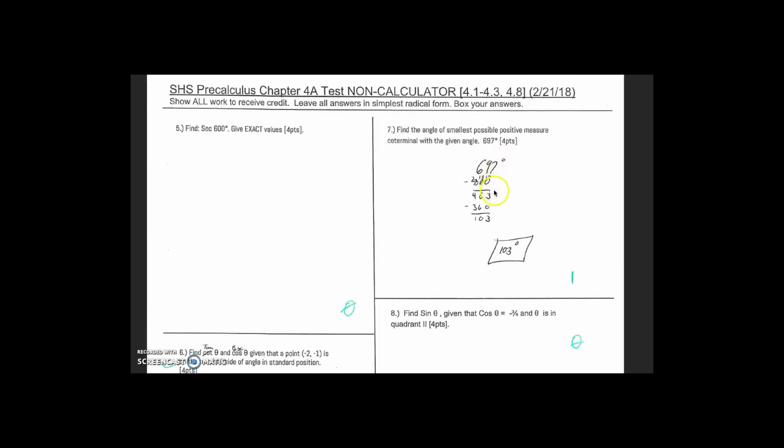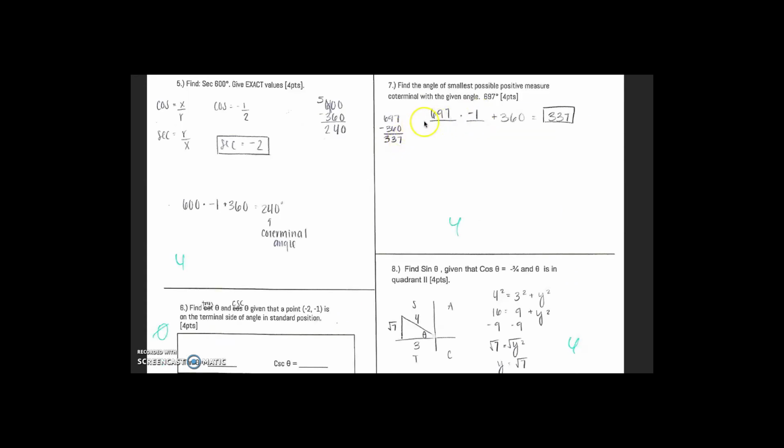Here we see a student struggling just subtracting. They do recognize they need to subtract 360s, but decided to give them a 1. Here's an example of full credit. Student use the formula, 337.